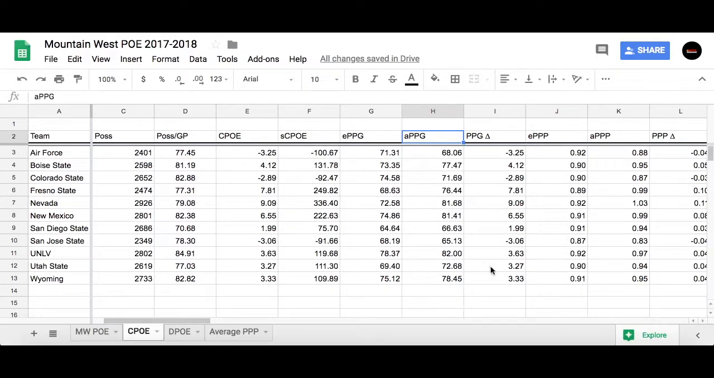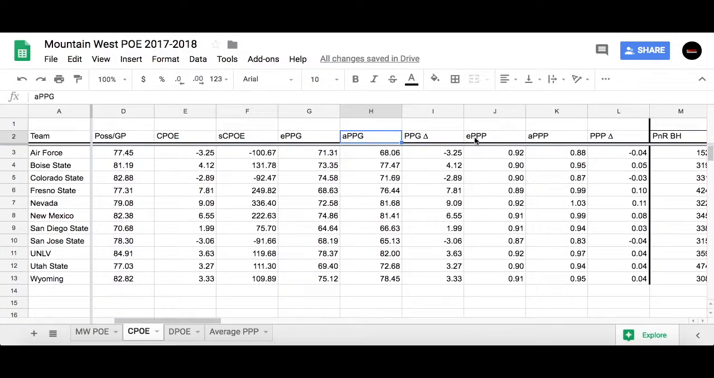For this one, you want a positive number because you want to score more points than an average team would. Same thing, right next to it, you have expected points per possession, actual points per possession, and then the points per possession delta. So once again, you'd want a positive number here. You can see Nevada has the highest out of all of them on the offensive side anyways.